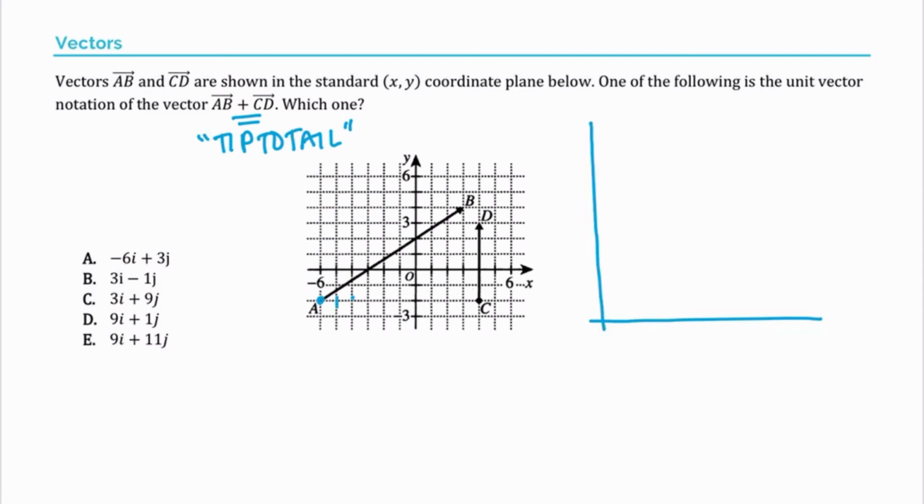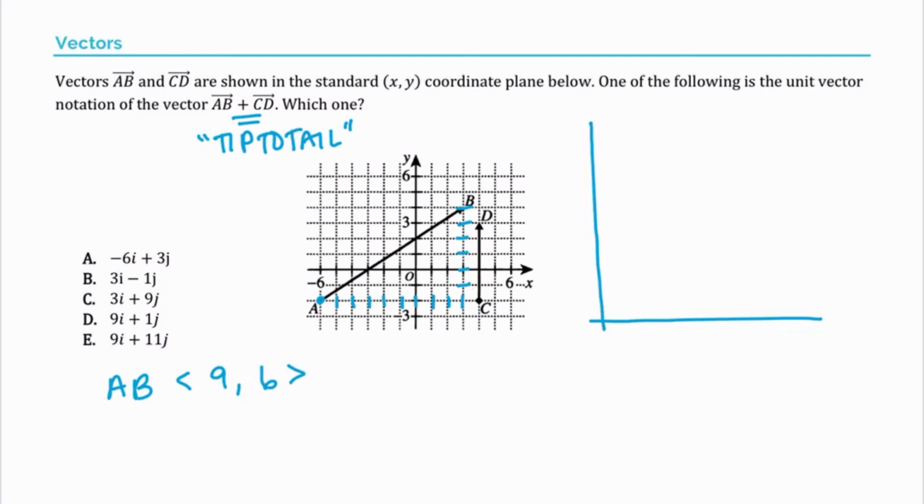Let's see, I go 1, 2, 3, 4, 5, 6, 7, 8, 9, and then I go up 1, 2, 3, 4, 5, 6. Okay, so that means that vector AB goes to the right 9 and up 6. So I'm just going to use that notation to indicate for myself: I go right 9, up 6.